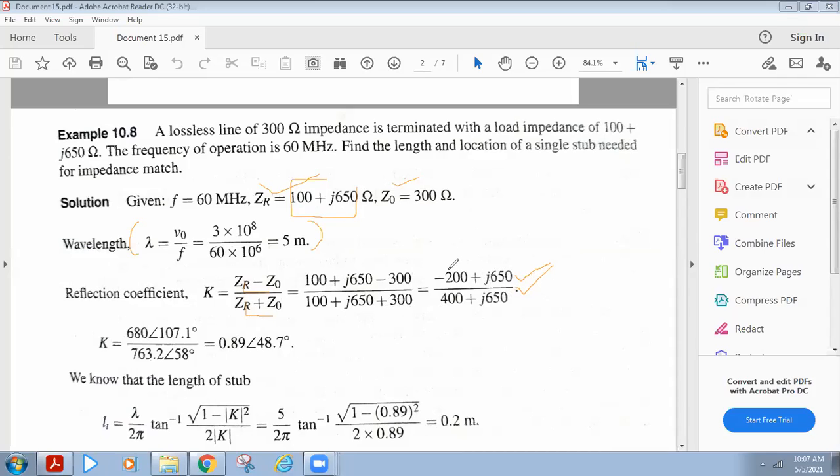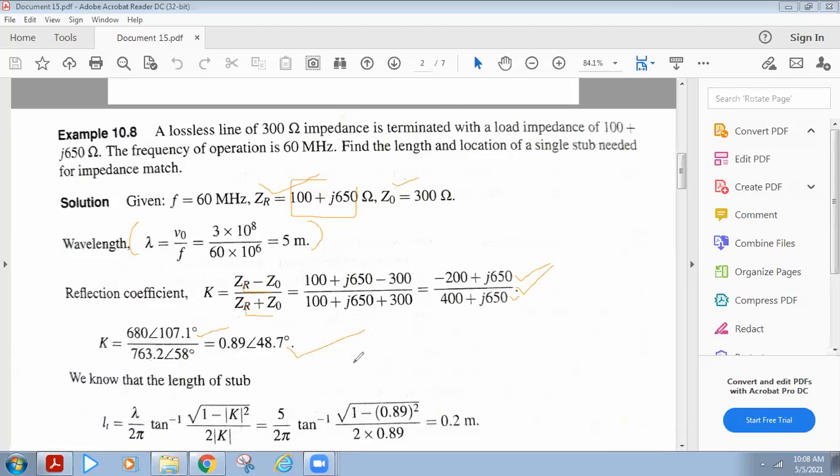You know how to convert it. Square root of a square plus b square, that is the square root of 200 square plus 650 square, and tan inverse of b by a, 650 by 200. That is the fundamental expression, and here also the same. On simplification, 680 by 763 gives 0.89, and 107.1 minus 58 gives 48.7 on subtraction. The angles get subtracted, while the magnitudes get divided. From that we get the reflection coefficient term.